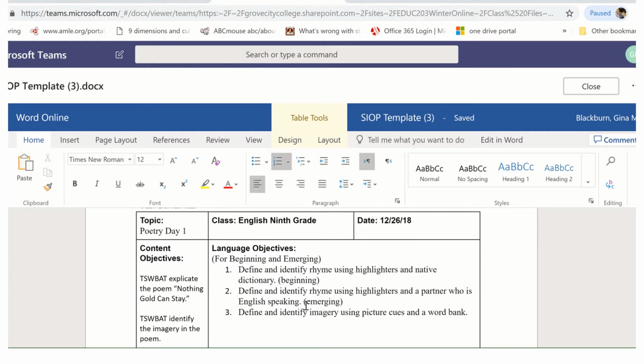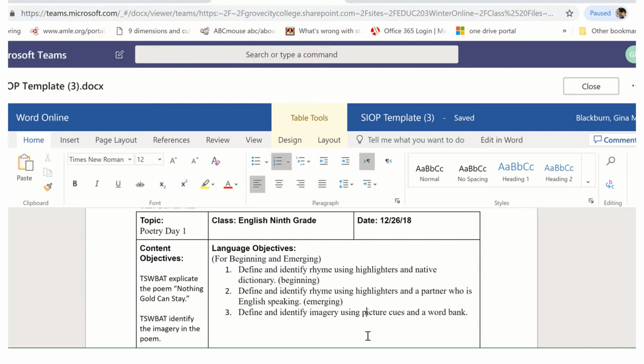Then I have my emerging students, and so I say define and identify rhyme using highlighters again, and a partner who is English speaking. So that partner can help them to see those commonalities between the words that rhyme.